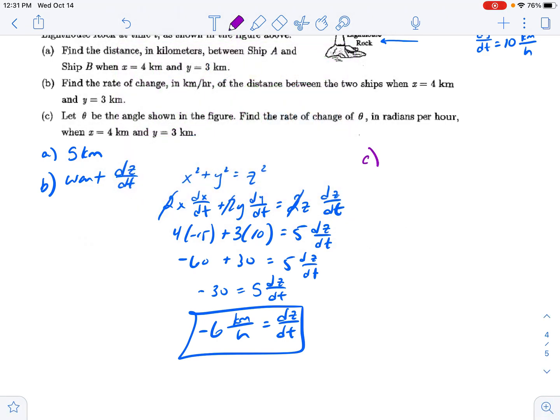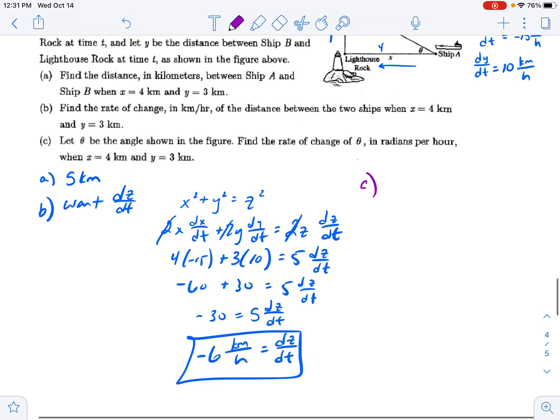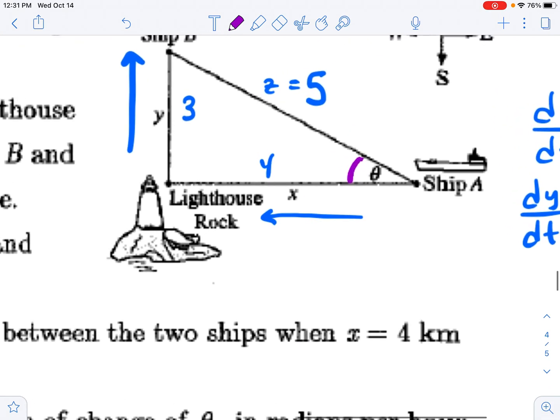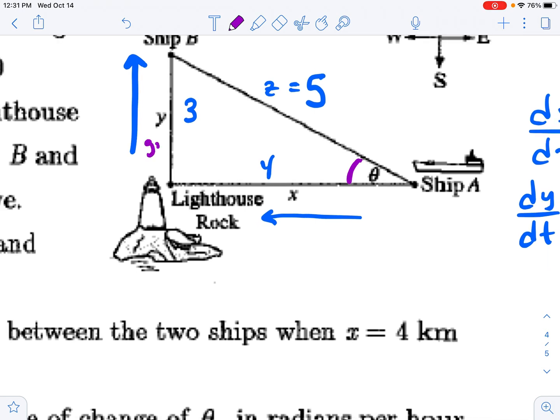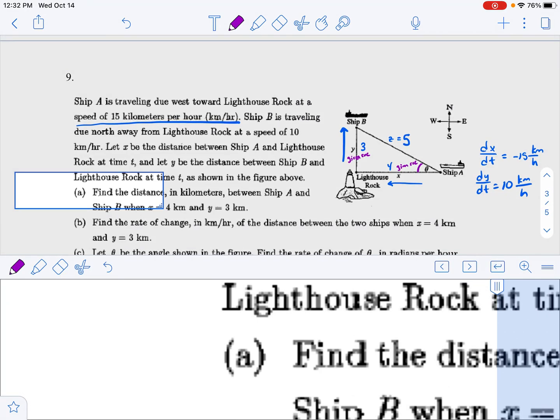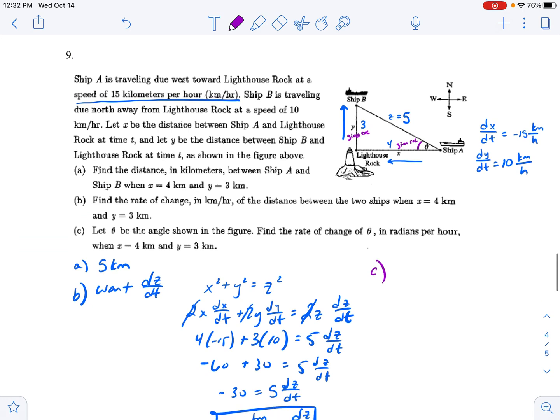And then last up, part C. Let theta be the angle shown in the diagram. It's over here. Find the rate of change of theta in radians per hour when x is 4 and y is 3. Now, I've been saying find the sides with the given rate of change and the given constant. Well, side y was a given rate of change. Side x was a given rate of change. There was no side with a given constant here, okay? So we have to use the original sides, x and y.